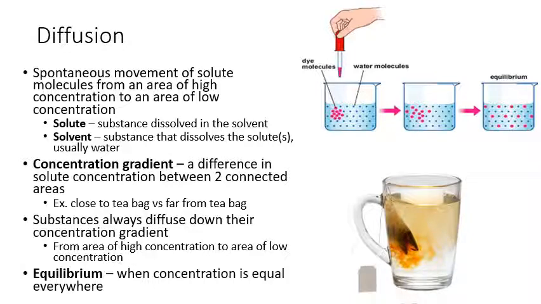And then I guess the final thing I'll note here is that when you get to this final state where the dye molecules are kind of equally concentrated everywhere, or your solute is equally concentrated everywhere, there is no concentration gradient anymore. It's the same concentration everywhere, and at that point we say that we're at equilibrium and no more diffusion is going to occur.